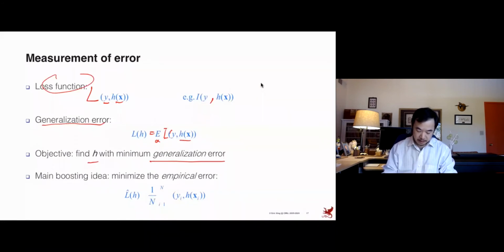And here is a formula for how to minimize it. Usually, the generalization error can be replaced by an empirical error: the expectation can be replaced by a sum of all these errors. But the boosting idea I just described is to start by first minimizing what we call the empirical error, which is literally just the counting of all the errors.